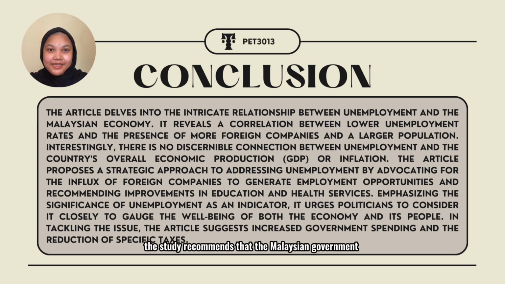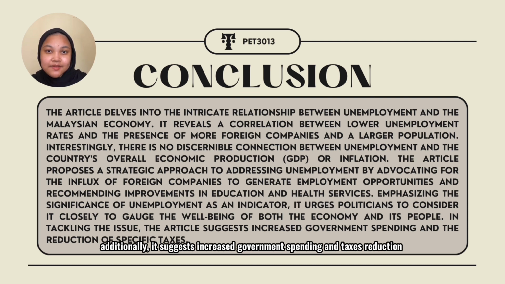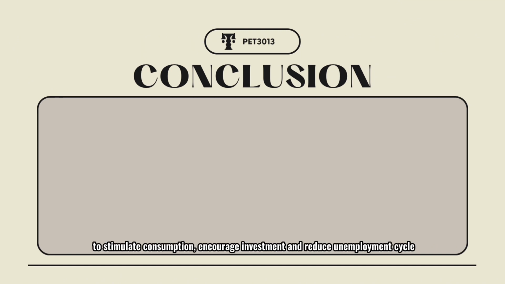The study recommends that the Malaysian government attract foreign businesses to create job opportunities, improve education and health sectors, and emphasize politicians' role in using the unemployment rate as an economic health indicator. Additionally, it suggests increased government spending and tax reductions as measures to stimulate consumption, encourage investment, and reduce the unemployment cycle.